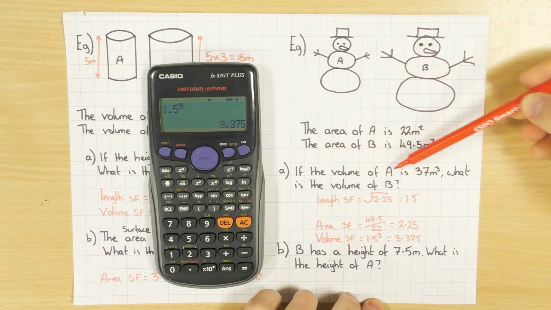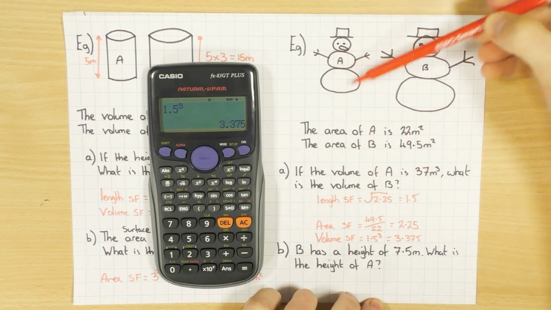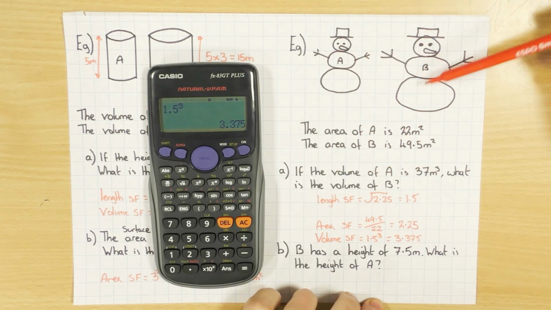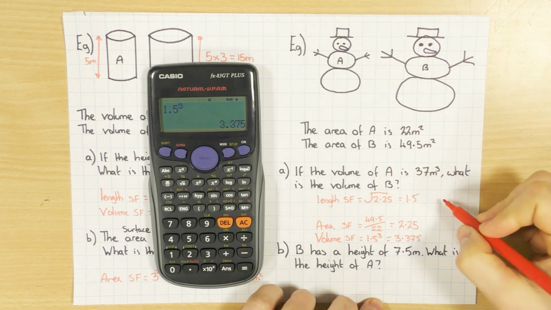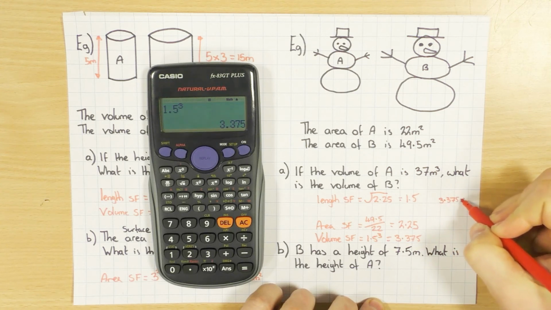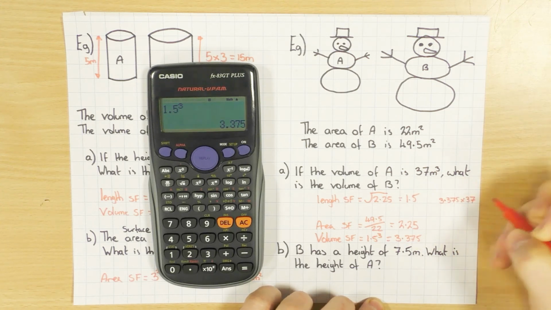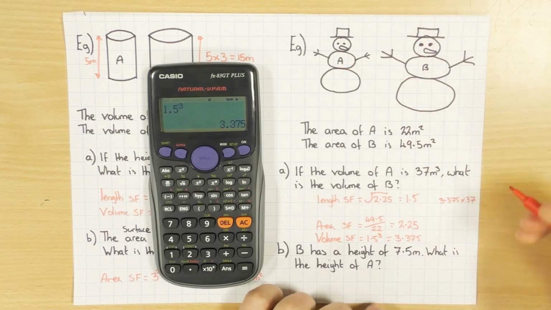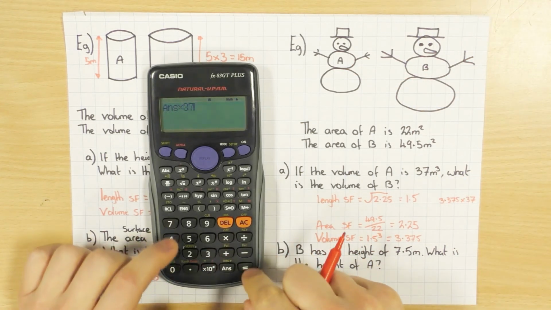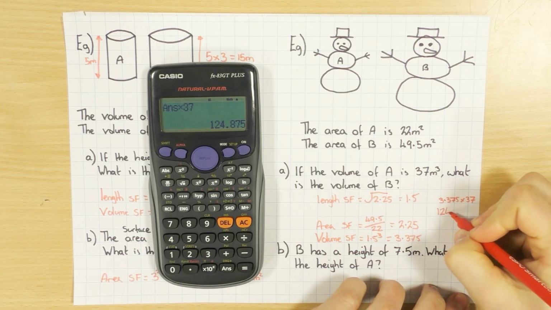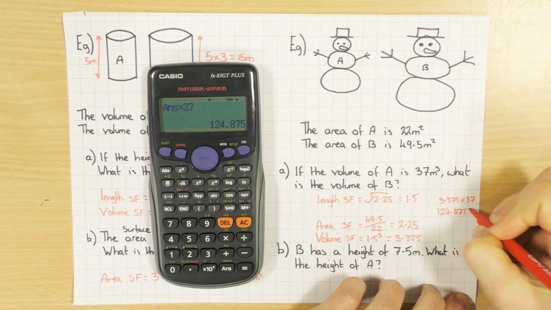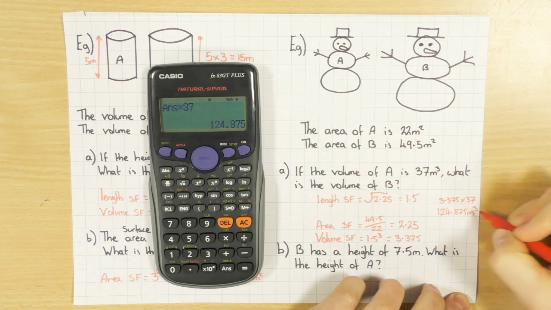I can use that on here. So the volume of A, that's the small one. B is the big one, so small to big, so I'm going to times. So I've got a bit of space, let's do it here. 3.375 times by 37, because again, it's going from small to big, that's why I times. So times that by 37, and we get the answer of 124.875, and the units would be meters, and because we're dealing with volume, meters cubed.